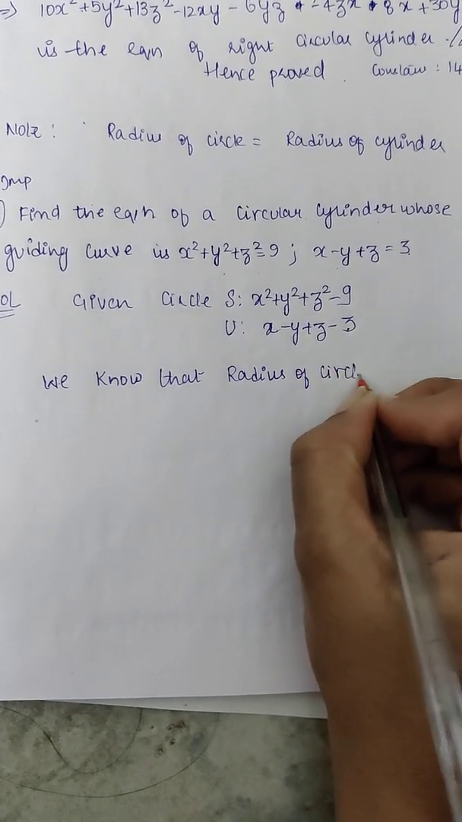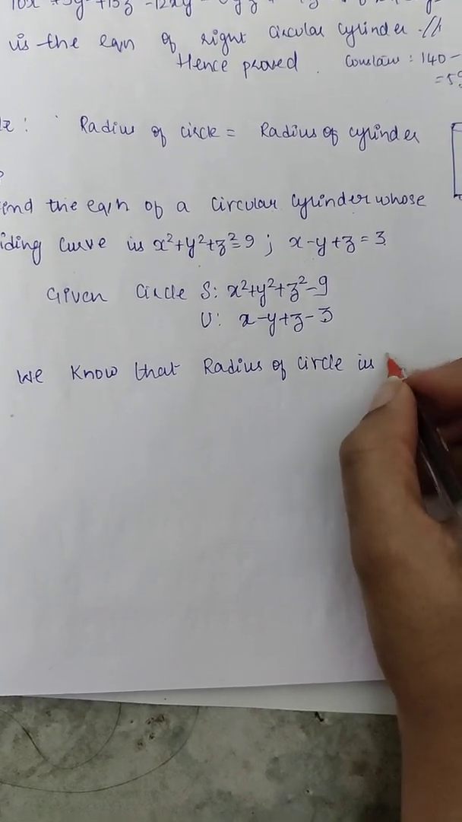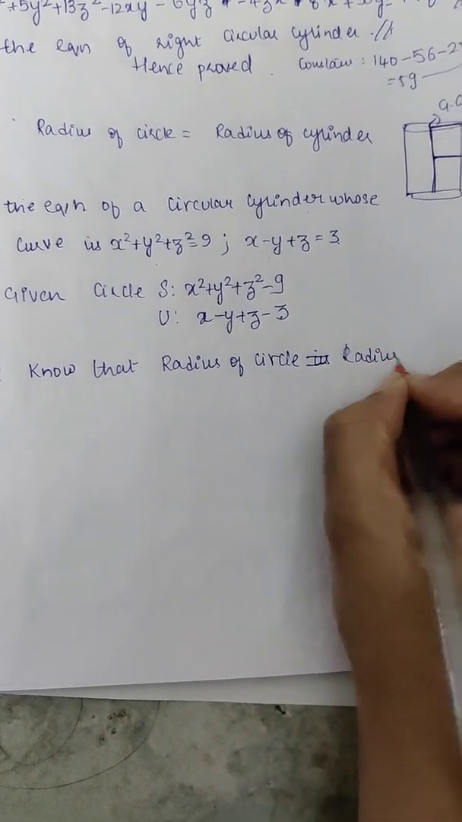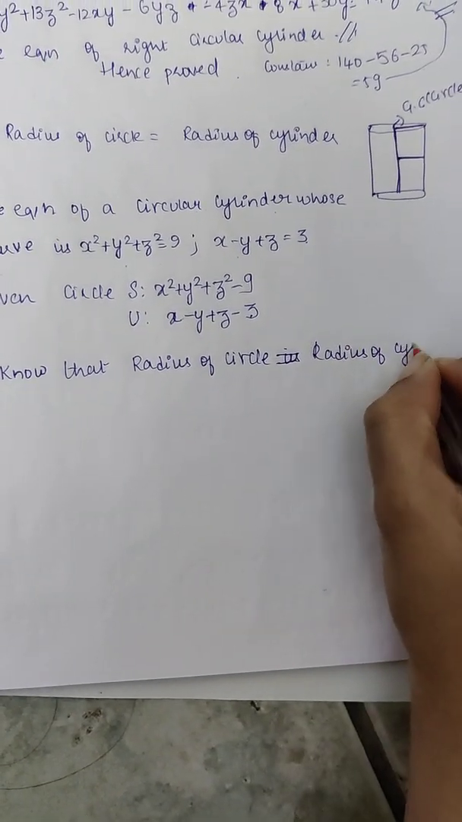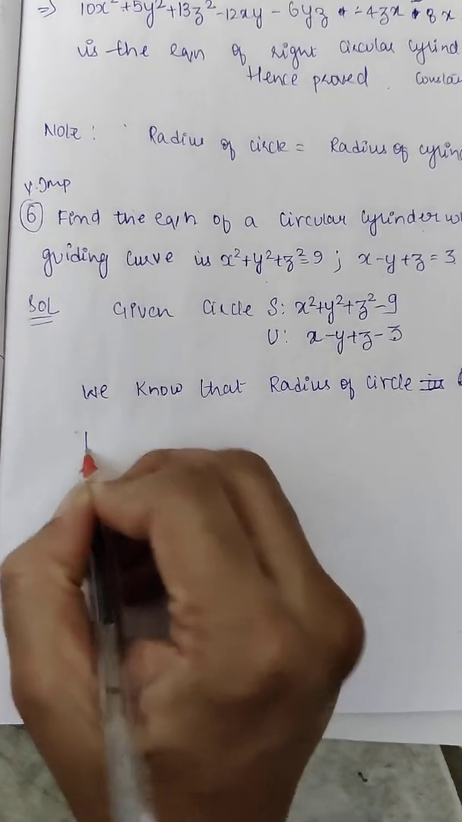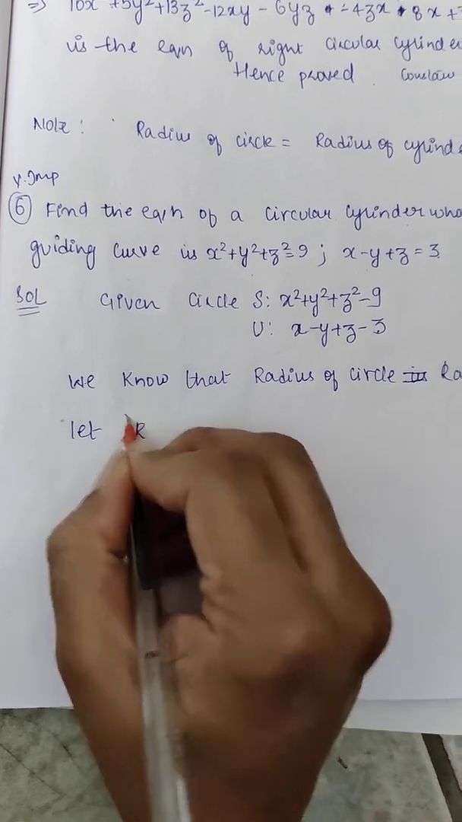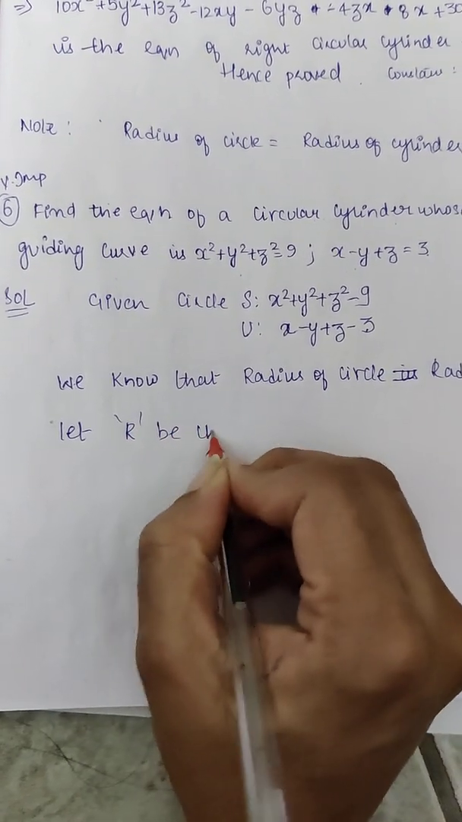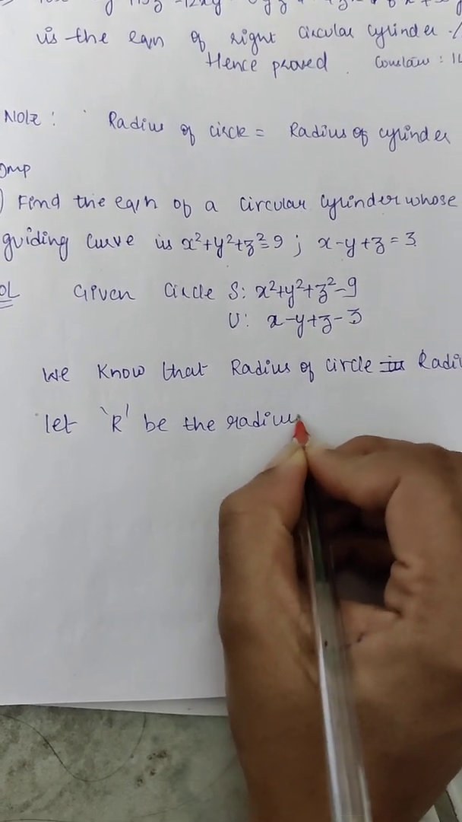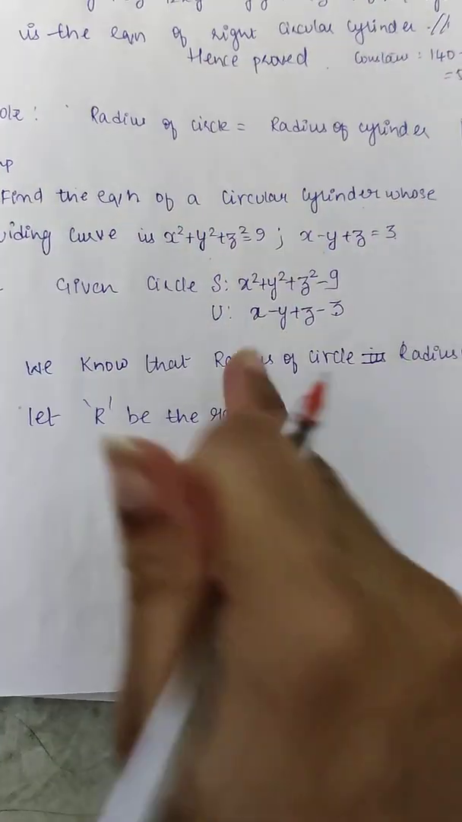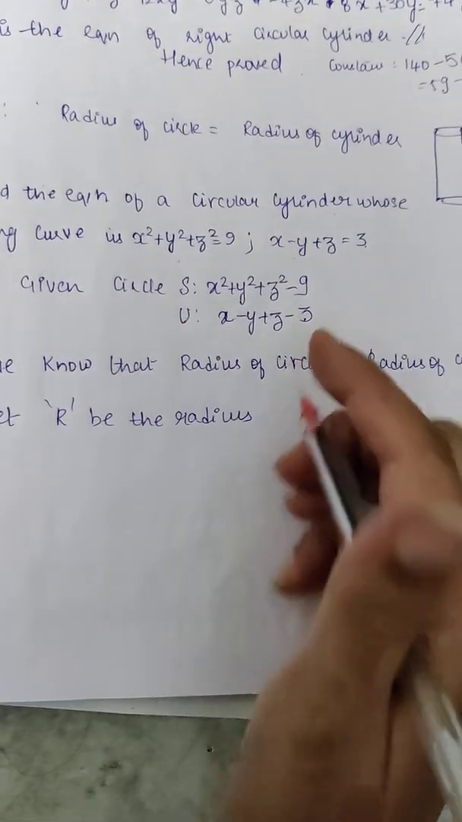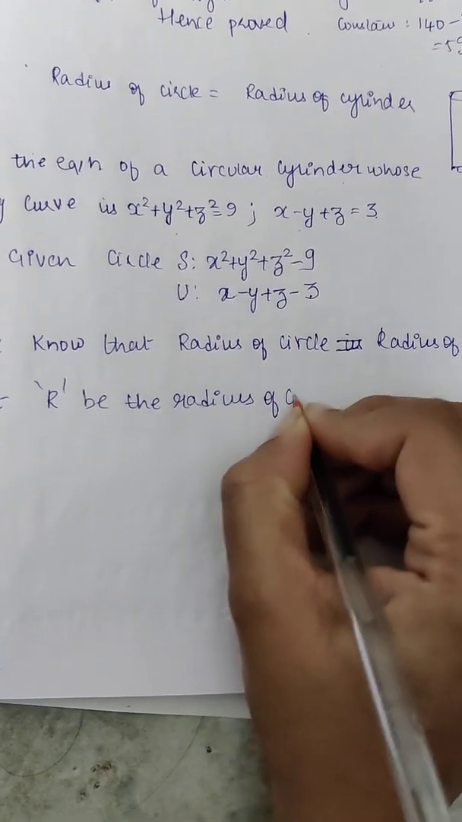We know that radius of circle is equal to radius of cylinder. Let capital R be the radius of the circle. I have a circle equation, so I will first construct the radius of the circle. Whatever answer I get, that would be the same for the radius of the cylinder. Let R be the radius of circle.